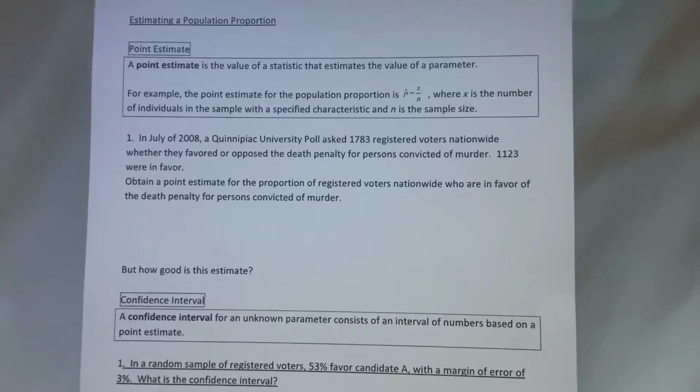So in July of 2008, a Quinnipiac University poll asked 1,783 registered voters nationwide whether they favored or opposed the death penalties for persons convicted of murder. 1,123 were in favor. Obtain a point estimate for the proportion of registered voters nationwide who are in favor of the death penalty for persons convicted of murder.